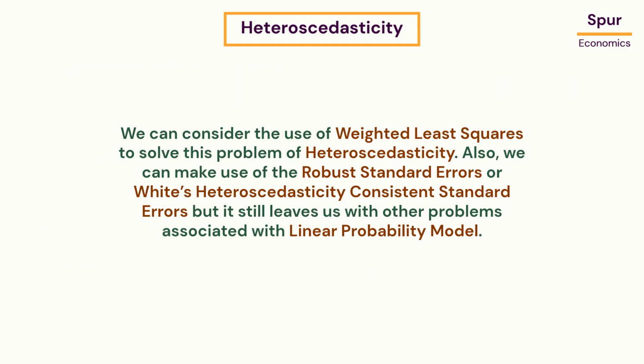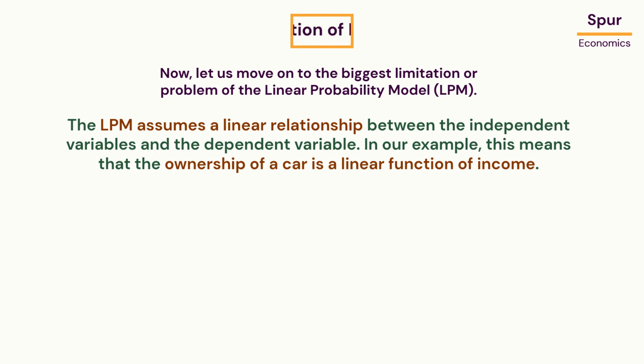We can consider the use of weighted least squares to solve this problem of heteroscedasticity. Also, we can make use of the robust standard errors or White's heteroscedasticity consistent standard errors, but it still leaves us with other problems associated with the linear probability model. Now, let us move on to the biggest limitation or problem of the linear probability model.